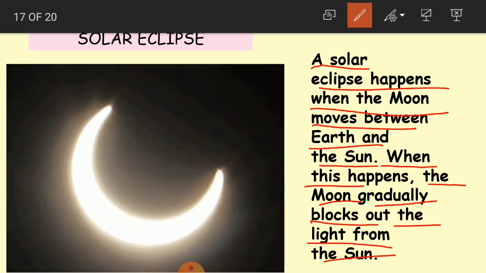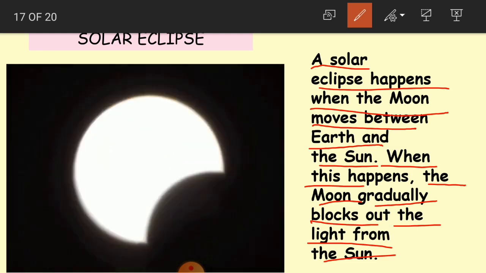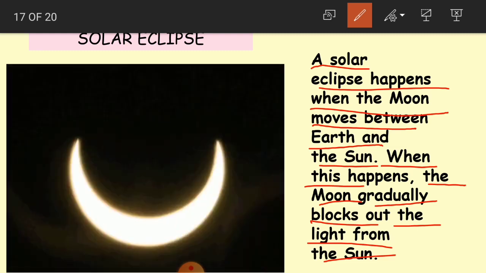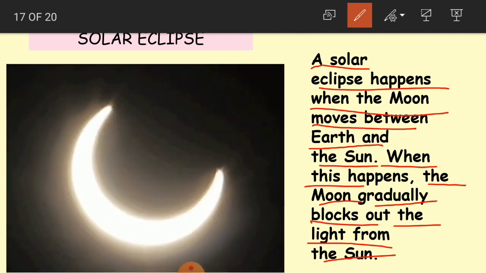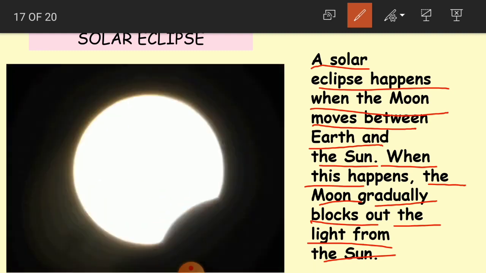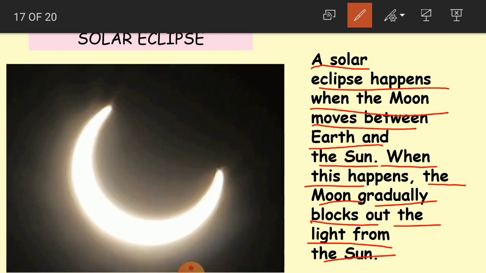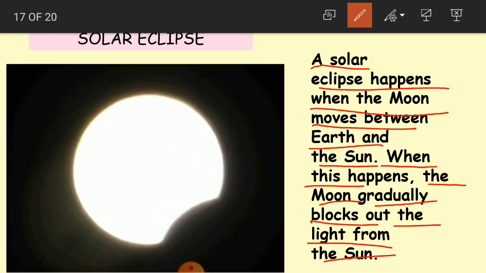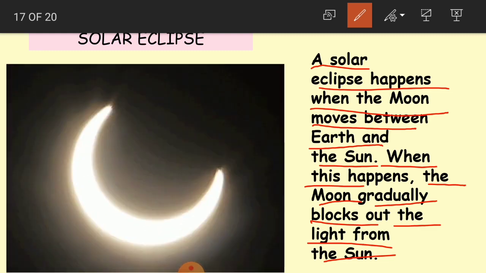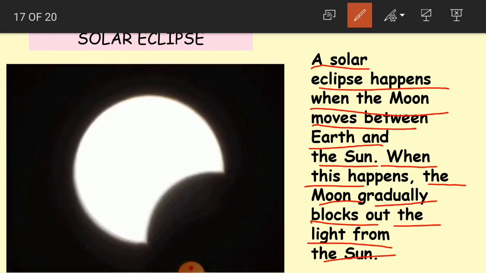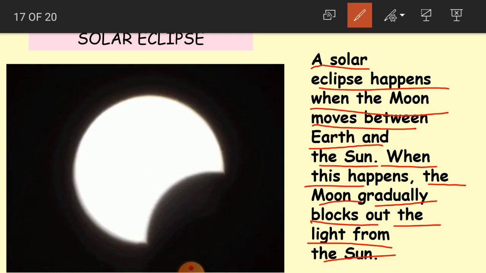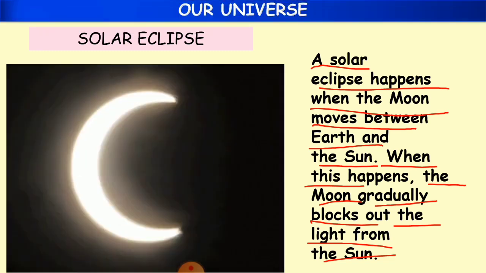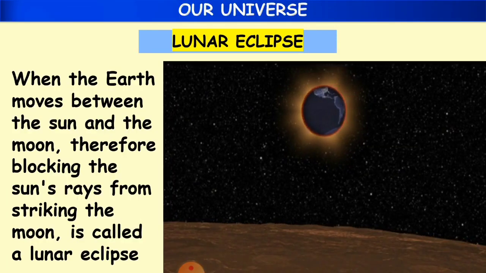Okay children, clear? This white part is the sun, and the dark black part is the moon blocking the light of the sun. So we can see these visuals in the sky when a solar eclipse happens. You can see this type of visuals in this particular period. Clear children? Now it is the lunar eclipse.